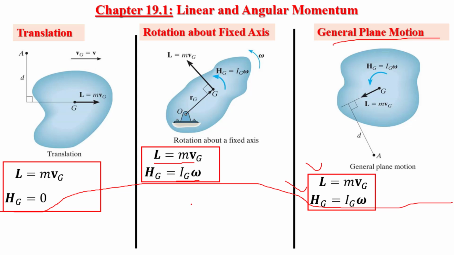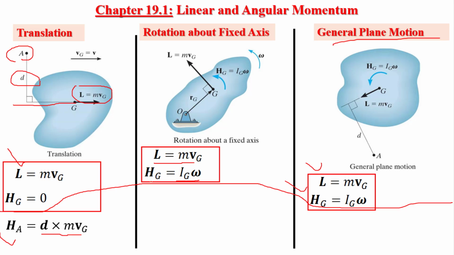Now, if we consider any other point, for example here, if I need to find linear momentum and angular momentum of point A, any arbitrary point, then LA will remain as is, and the only thing that might change is H with respect to A, because now we have a distance between the linear momentum and this point A. The angular momentum of the centroid was 0, but now the angular momentum of point A becomes d multiplied by mvg.